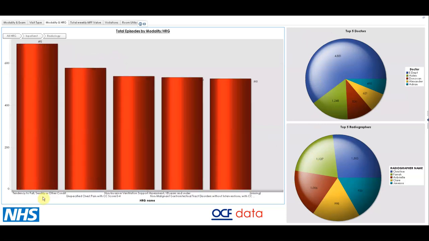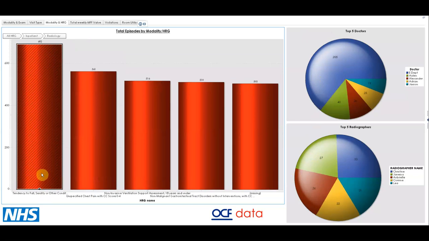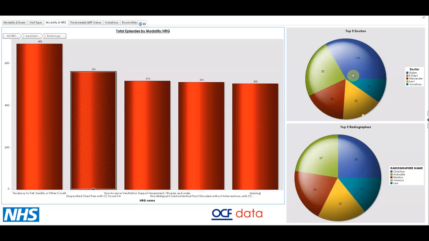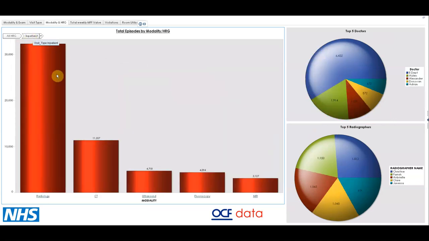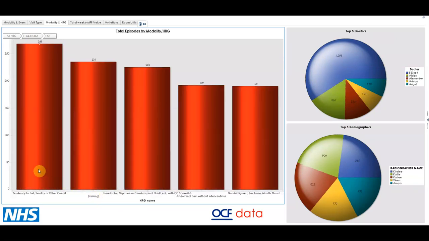Now let us drill inside radiology to see which are the most common HRG4 groups coming for radiology. The top one tends to be tendency to fall, and we've got the top doctors who are referring this particular HRG4, and we've got unspecified chest pain being the second highest HRG4, and the doctors who are referring. Similarly, let's now look at another modality, CT. The top HRG is tendency to fall, same as radiology, and the top doctors remain the same.